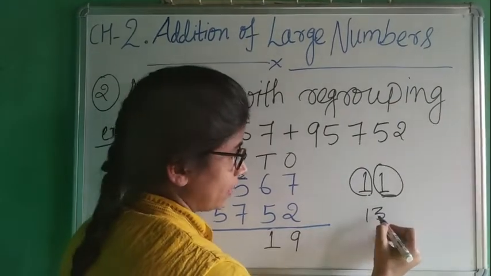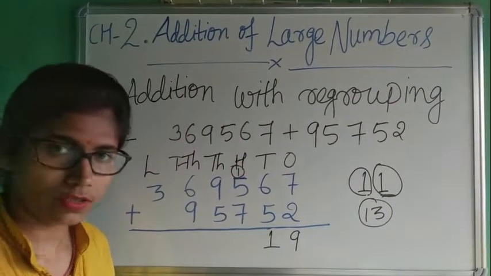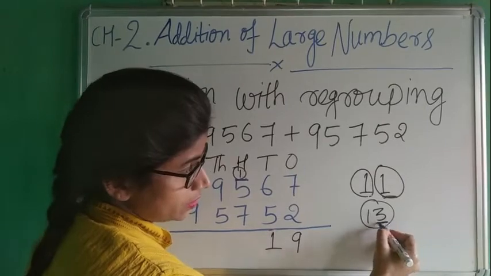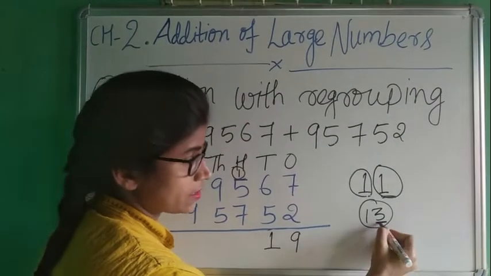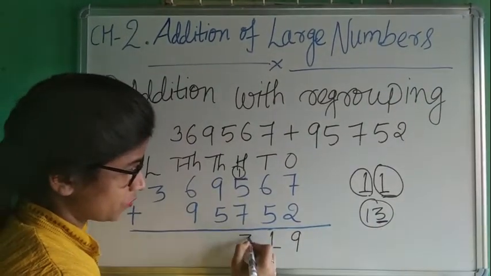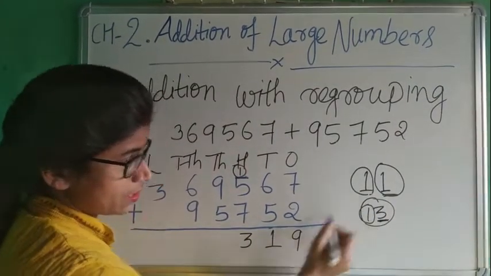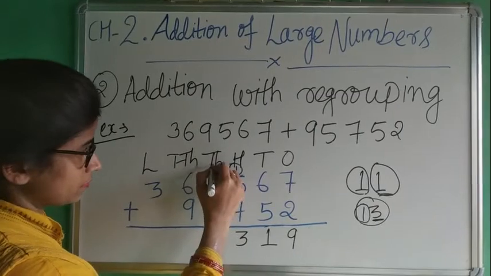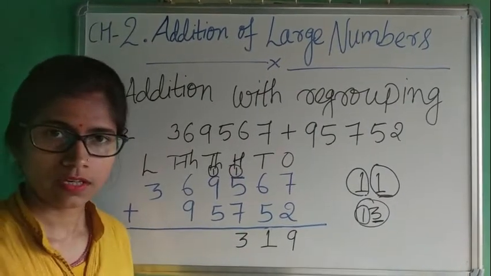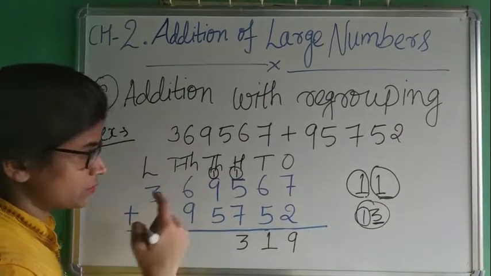So can you write 13 directly? No. The right side digit is 3. You will write 3 under the hundreds place and this left side digit is carry to the thousands place. Okay. Now let's add the thousands place.